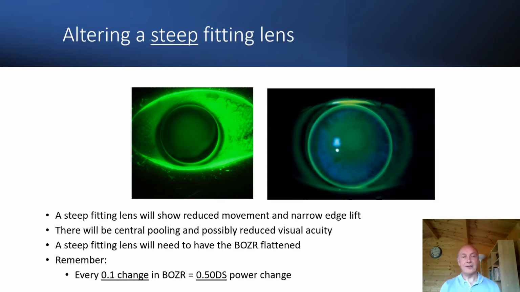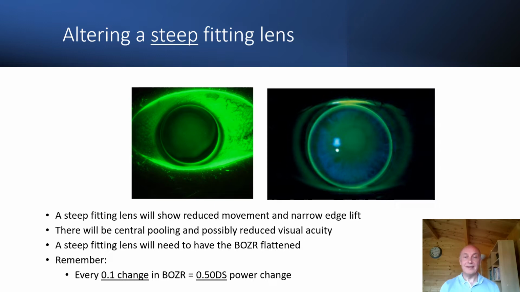So let's look first at a steep fitting lens. Now, a steep fitting lens will show reduced movement, possibly even no movement at all. A very narrow band of edge lift, certainly less than 0.5 millimeters. What we will also see is central pooling. So there will be a brighter fluorescing layer centrally than there would be in the mid-periphery and at the edge.